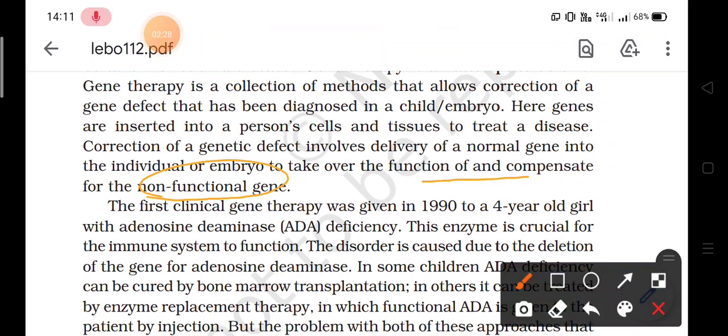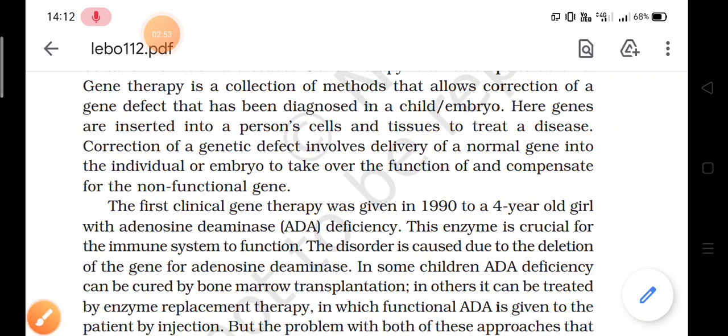So suppose this is the set of genes and here there is a defect in the gene. What is done in gene therapy? This portion is removed and now the correct gene is introduced here, and in this way the organism with the correct set of genes will produce the desired characteristics.